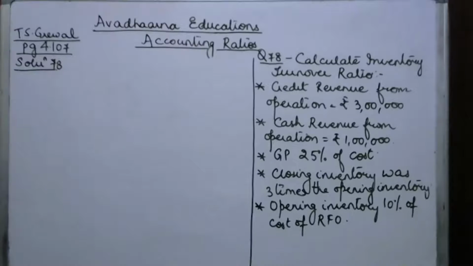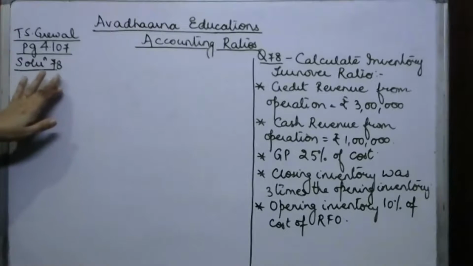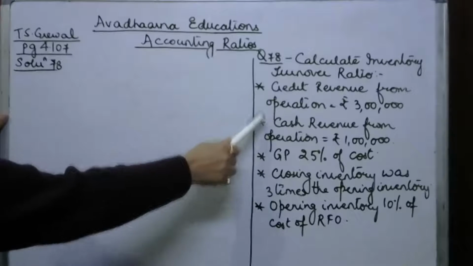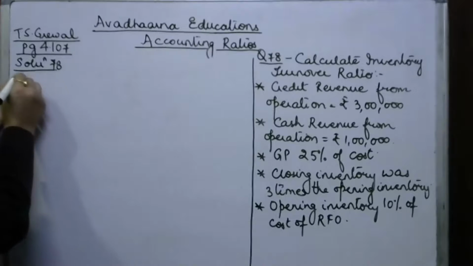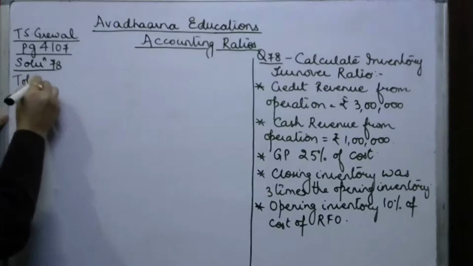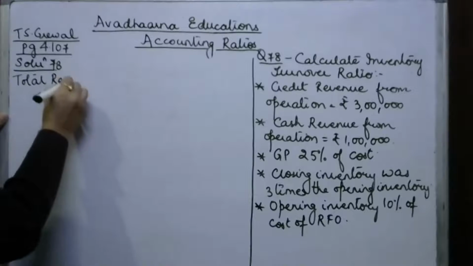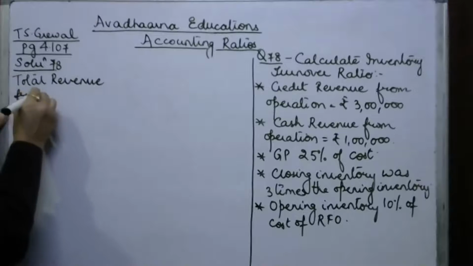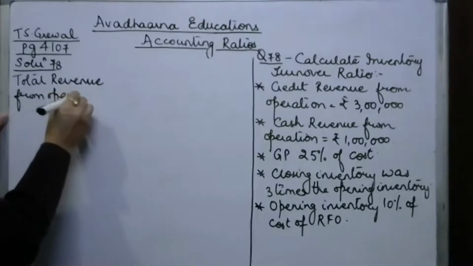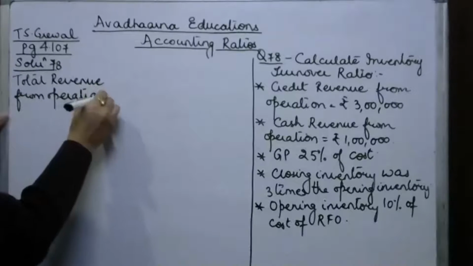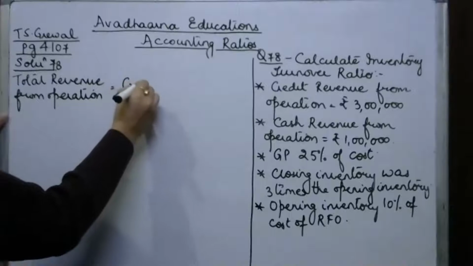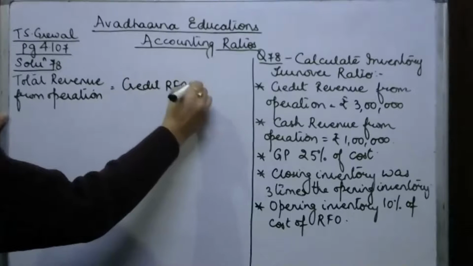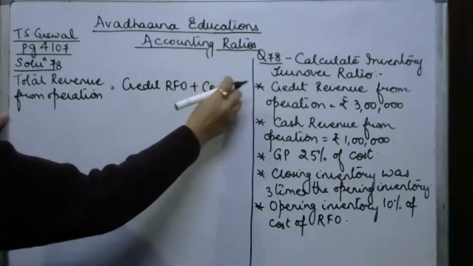So let's start with the solution. Now, with the help of these two pieces of information, we can calculate total revenue from operations. How? By adding credit revenue from operations plus cash revenue from operations.